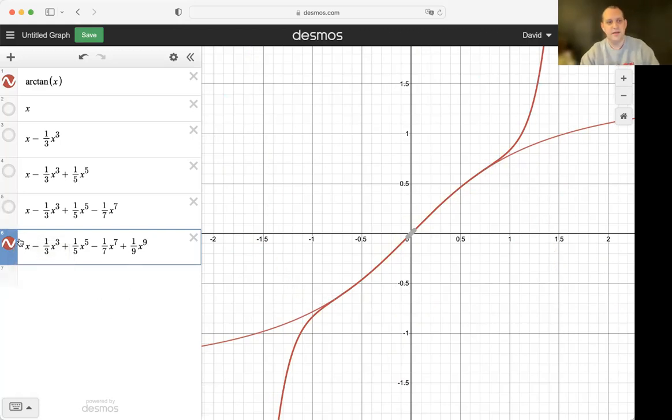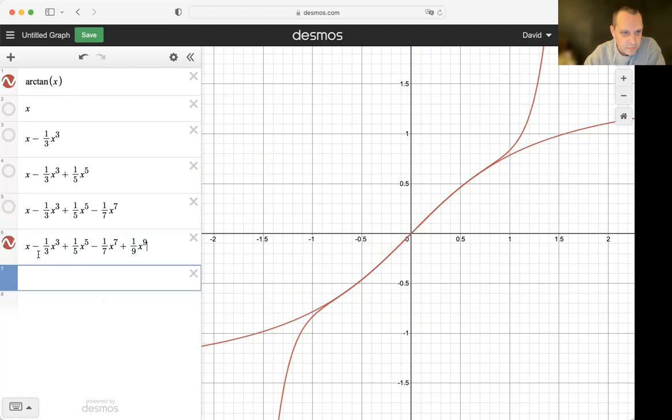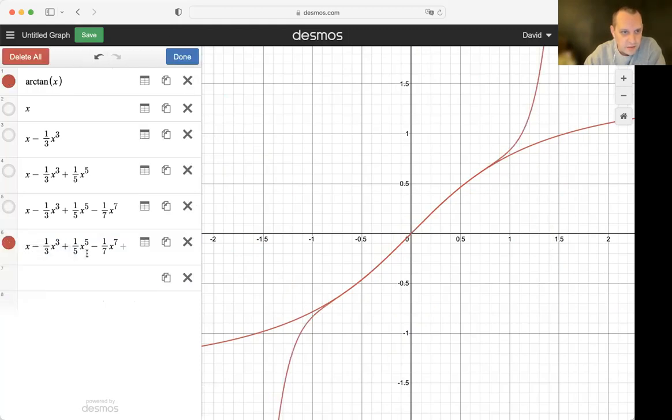Okay, so that's that. It's not letting me edit this. I don't like that color. It's okay. Let's make it purple. That's fine.